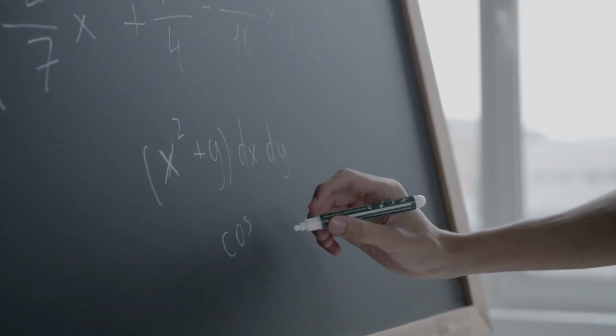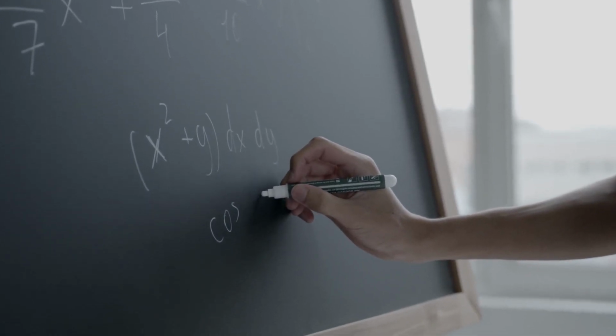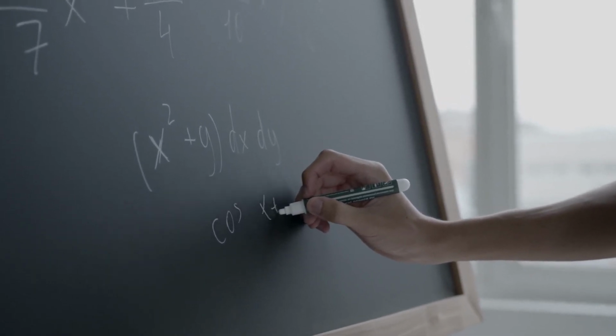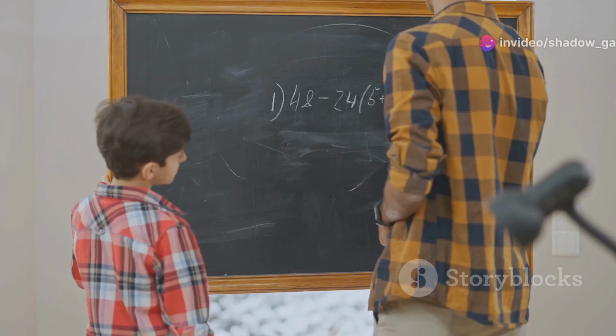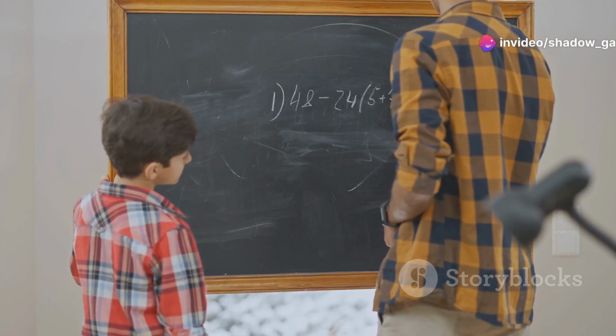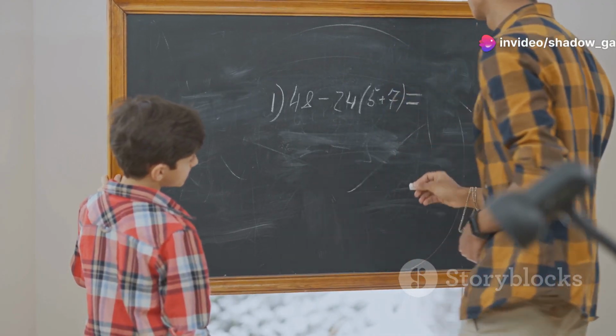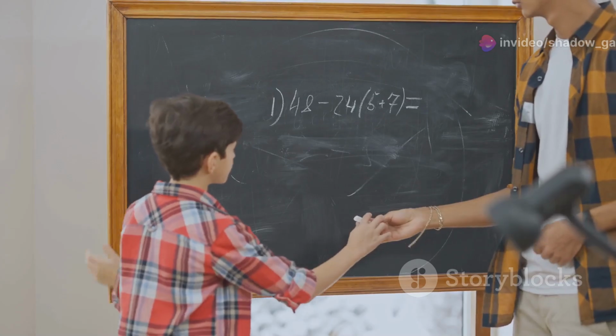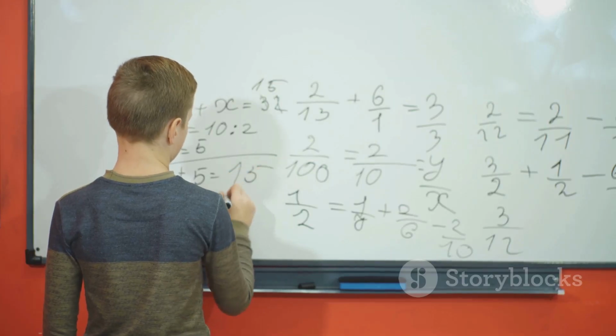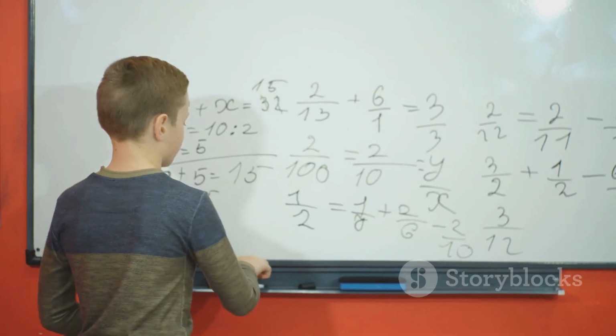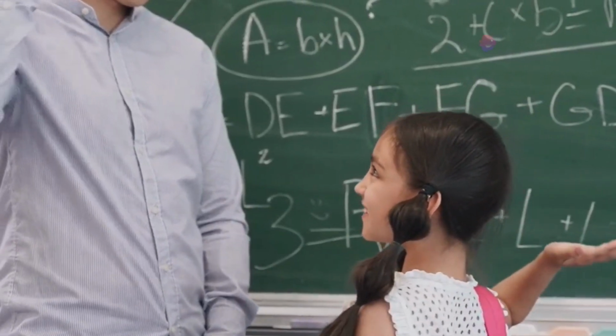Step 3, isolate the variable. This final step involves solving for the variable by performing the necessary arithmetic operations. Finally, divide both sides by 2 to isolate z. 6 divided by 2 equals 2z divided by 2. Therefore, z equals 3. This step ensures that we have the value of the variable. We have successfully solved for z.